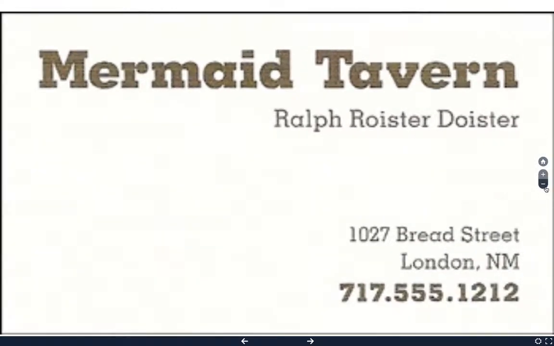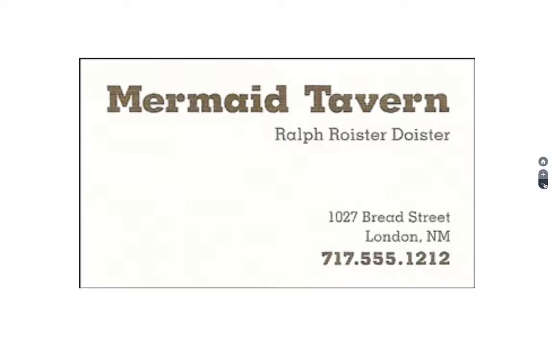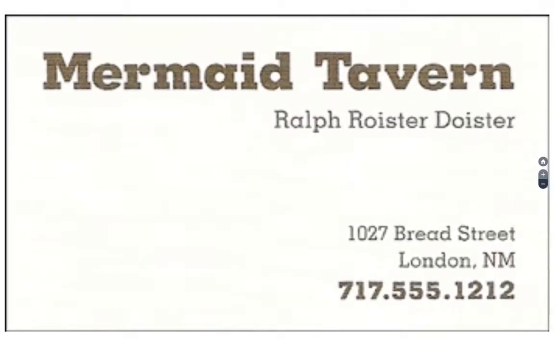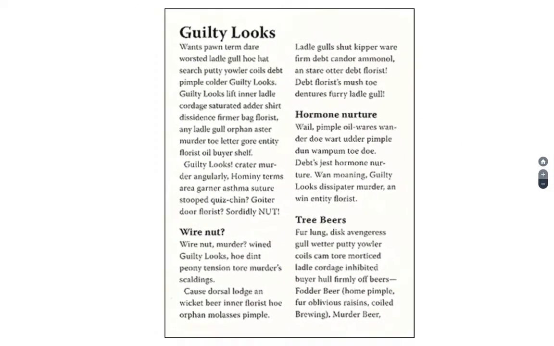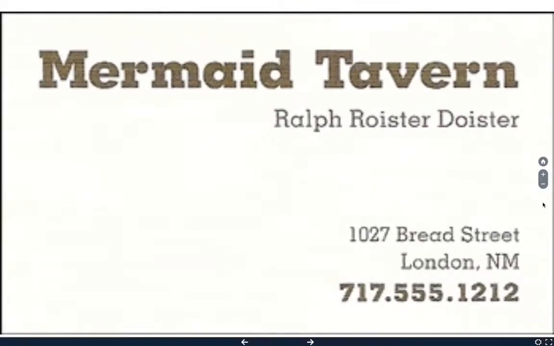Okay, so the design element we're dealing with today is repetition. And so the change, I hope you recognize here in the two cards, is the bolded nature here. So Mermaid Tavern and the telephone number here at the bottom, they're both bolded. So the repetition in this case would be the bolded nature of the two fonts.